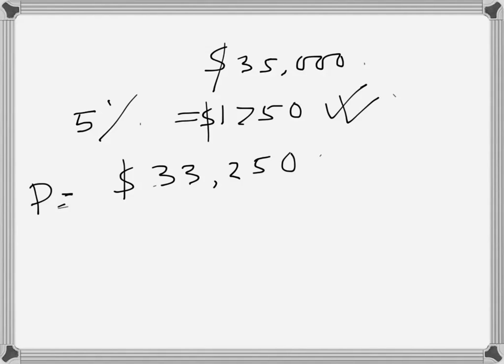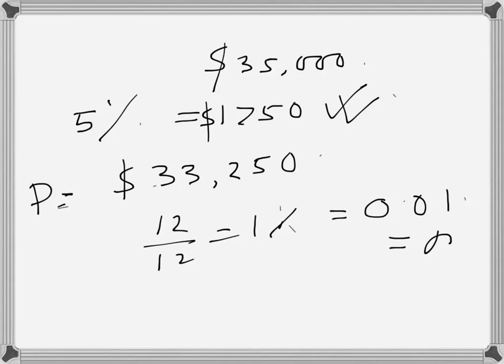So the monthly interest will become 12 over 12 is 1%. So in terms of decimal, 0.01, so that's there. So this is the R. So he has to return in 4 years. That means 12 times 4, 48 months.